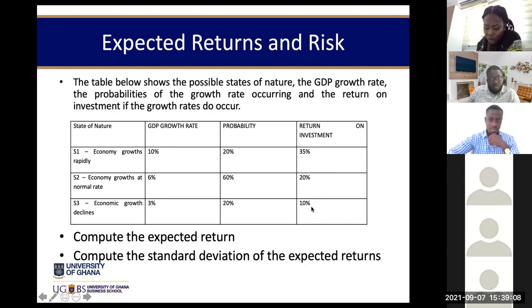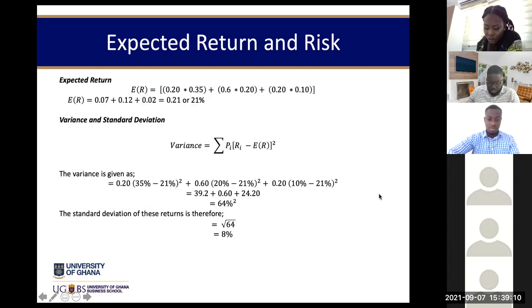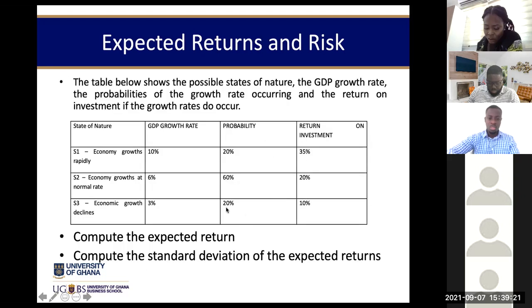Then finally, what's the return in a recession? Because in a recession, stocks don't do well. So let's say 10%. Okay. So you have 10 minus 21. What do we do? We square. And then because it's expected, we multiply by the probability of a recession, which is how much? 20%.